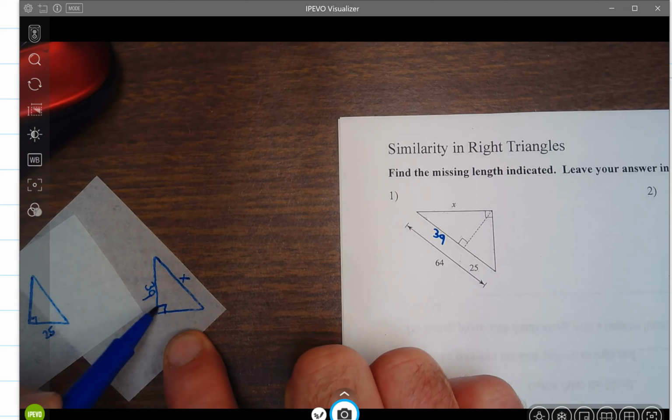If I position it this way, the right angle's in the right place, but this isn't the short leg. The short leg's over here, so I actually have to flip the tracing paper upside down, and so I'm going to rewrite the 64 so that we can read it because it's upside down the way I wrote it before. So now we have our three triangles positioned the same way.